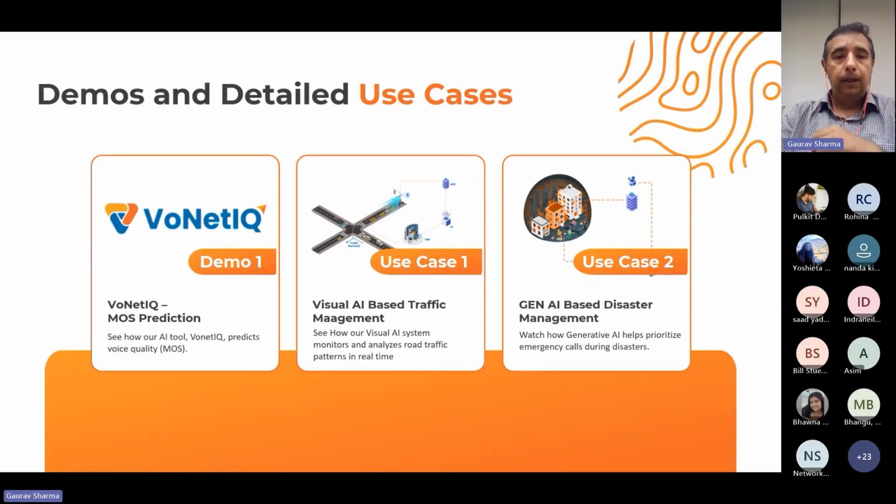Okay, moving to one of the demos that I just mentioned, probably we just walk you through is our VonetIQ, which is basically your mean opinion score calculation or MOS calculation, which is actually used by a lot of operators to see the voice quality within the network. So if you could just give me a minute, I'll play that demo for you.